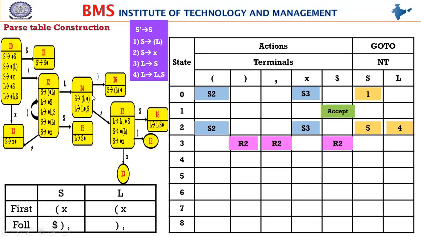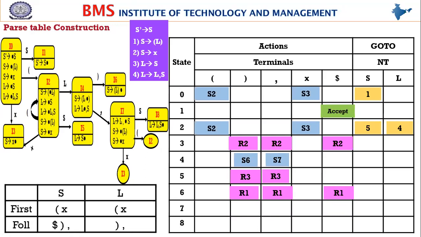Now state 4, two outgoing lines on closing parenthesis as well as on comma. Have a look. On closing parenthesis, we are shifting to 6. On comma, we are shifting to 7. And again, in 5, the dot has reached the extreme end. So we are reducing. We are using the follow of L. Follow of L is closing parenthesis and comma. We are reducing based on the rule L produces S.